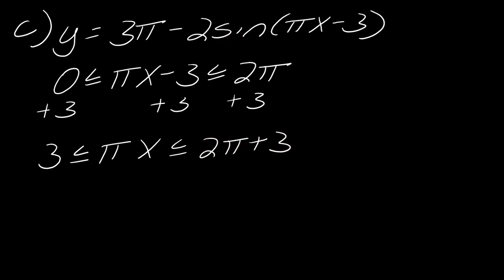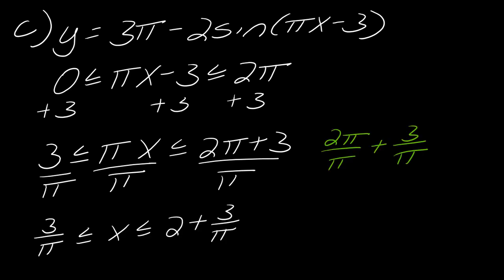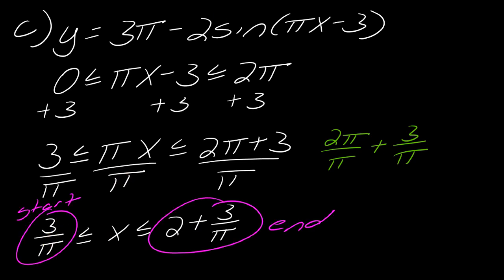So let's keep going. If I divide all sides by pi, look at what happens now. I can break 2 pi plus 3 over pi into two parts: 2 pi over pi plus 3 over pi. So the pi's will cancel out, right? I'm left with 2 plus 3 over pi, and then this side will be 3 over pi. So once again, now I've got my start and my end. Okay, so we have really all the pieces now to get through this process.